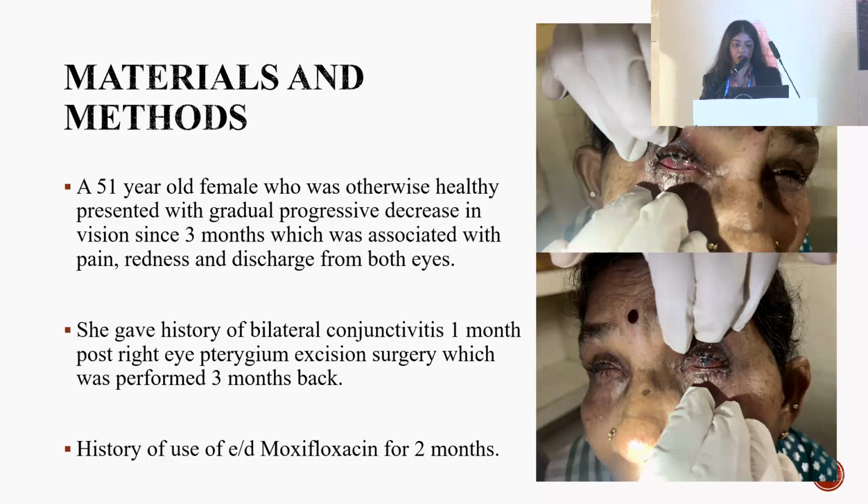Coming to our case, a 51-year-old female who was otherwise healthy presented to the OPD with gradual progressive decrease in vision since 3 months, which was also associated with pain, redness, and discharge from both eyes. She also gave a history of bilateral conjunctivitis 1 month after right eye pterygium excision surgery, which was performed 2 months back, for which she used moxifloxacin 0.5% eye drops for 2 months. There was no history of ocular trauma, and no other systemic comorbidities were noted in her.